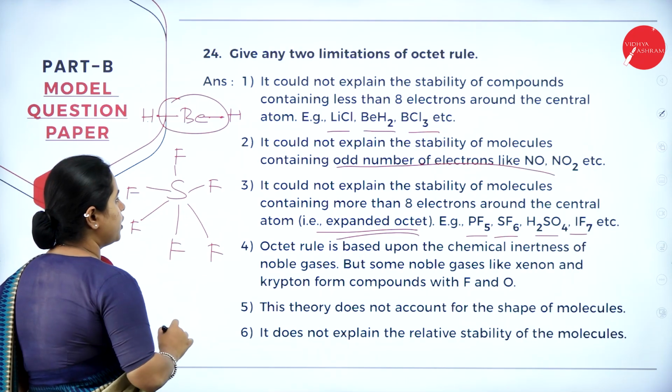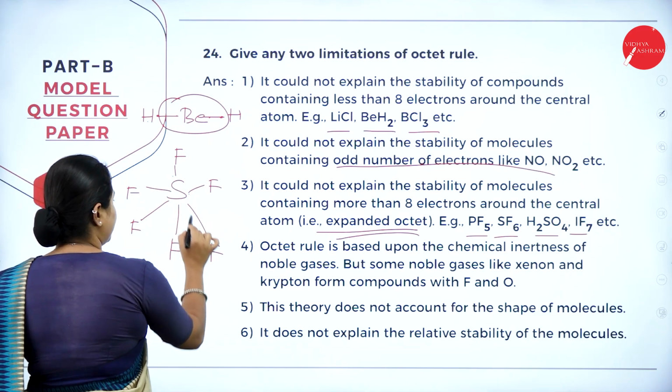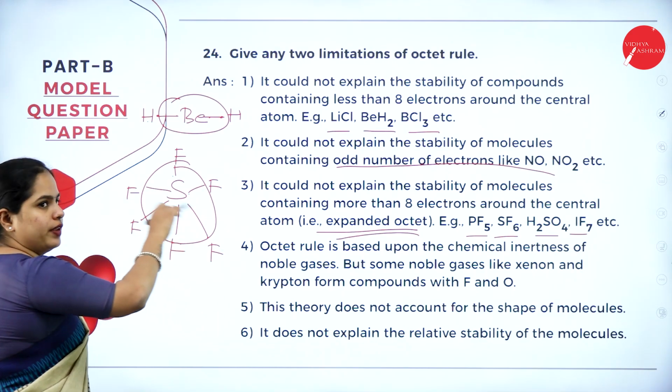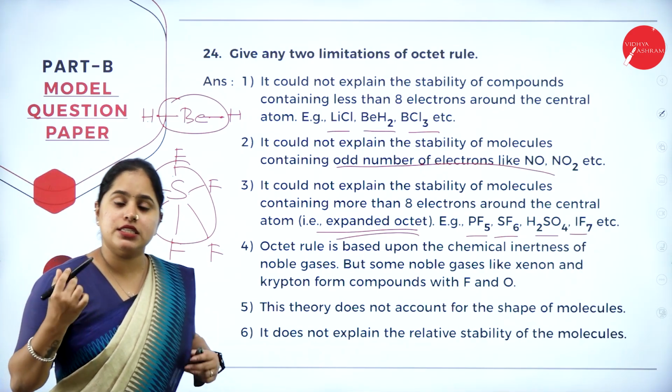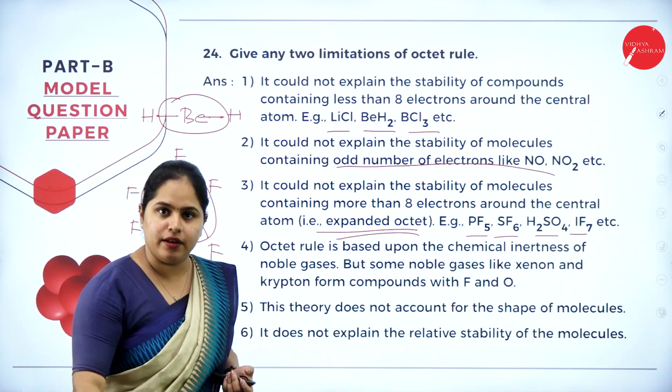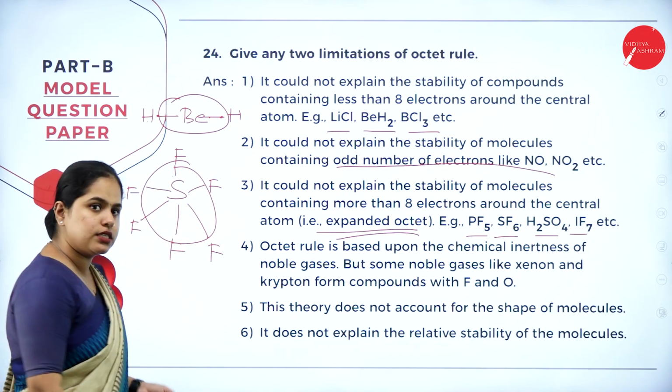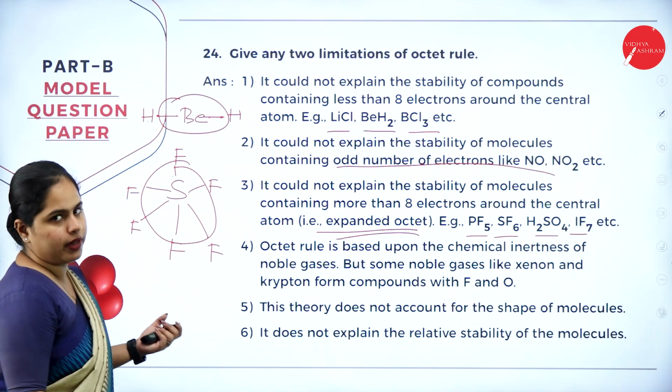But to the sulfur, if we calculate 1, 2, 3, 4, 5, 6, 7, 8, 9, 10, 11, 12, a total of 12 electrons will be present here. So that means instead of 8, it is having 12, right? So it is called an expanded octet. But still SF6 is a stable molecule, right? The octet rule could not explain that.